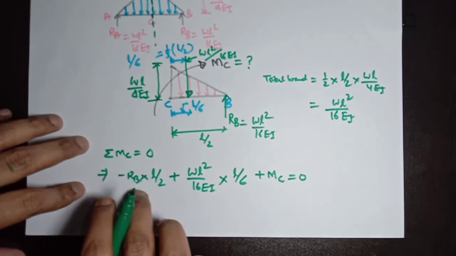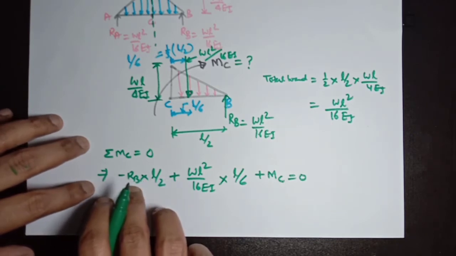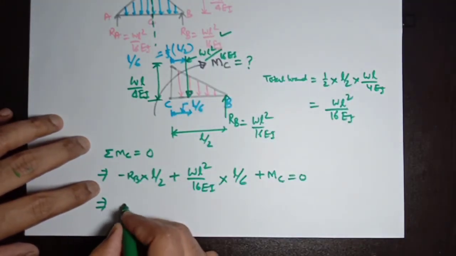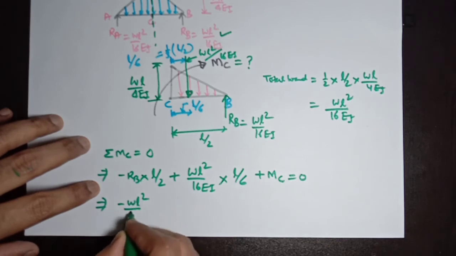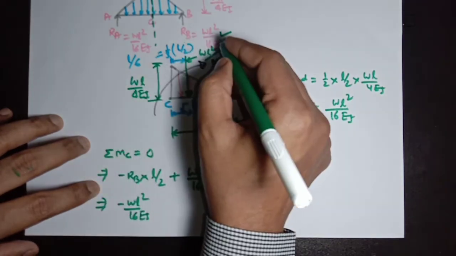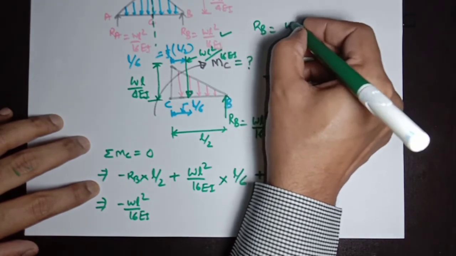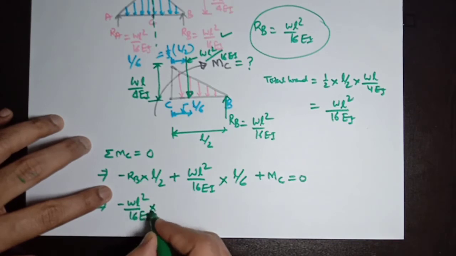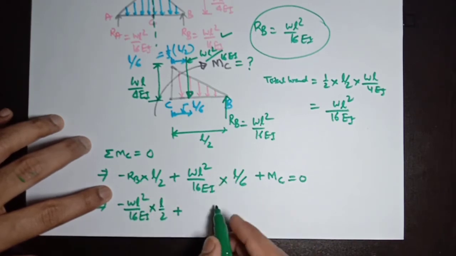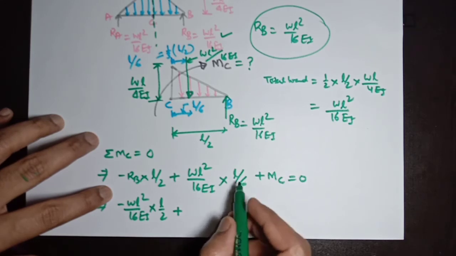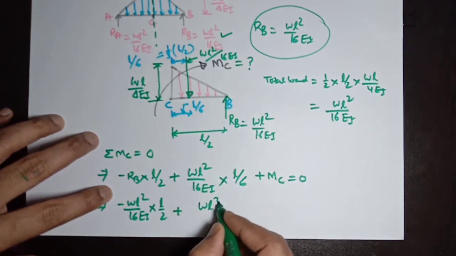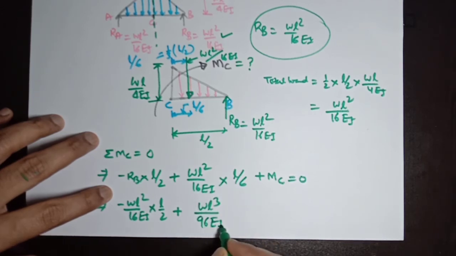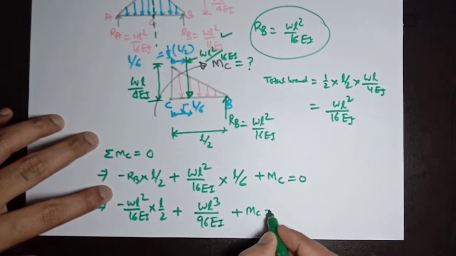So in place of RB, we can write here this RB value. RB equal to WL square divided by 16 EI. And here directly putting this value L by 2, and here we can take WL cube divided by 96 EI, plus MC will be equal to 0.